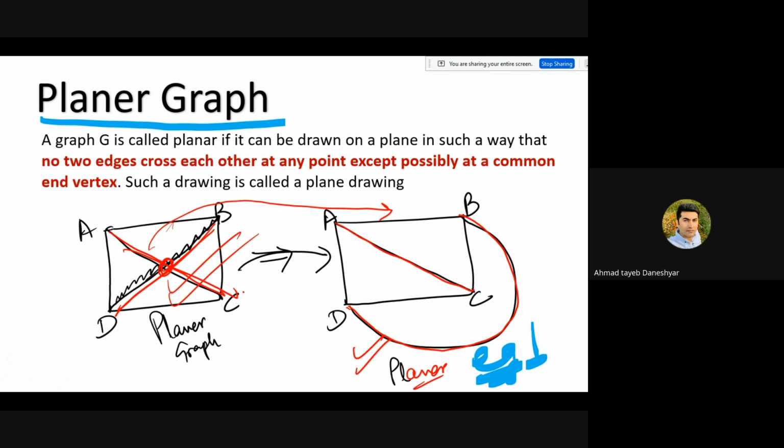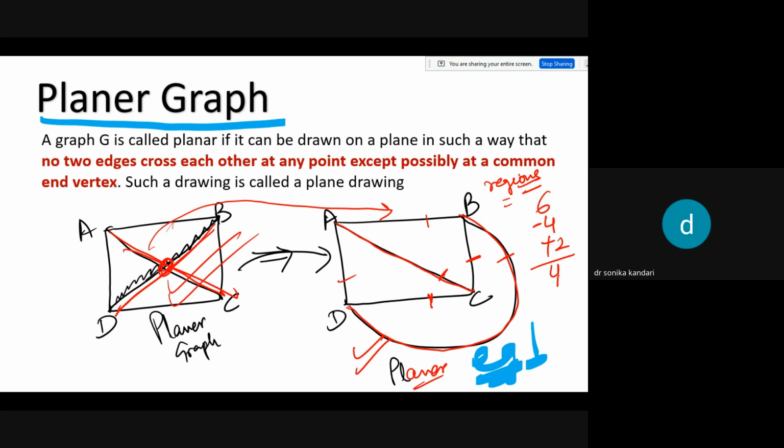See, we have total number of regions equal to edges minus vertices plus 2. How many edges are there? 1, 2, 3, 4, 5, 6. 6 edges. Minus number of vertices, 4. Number of vertices is 4. 4 plus 2. So how many regions are there? 4.